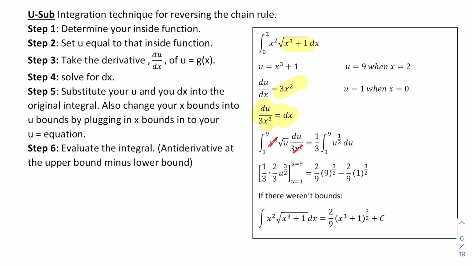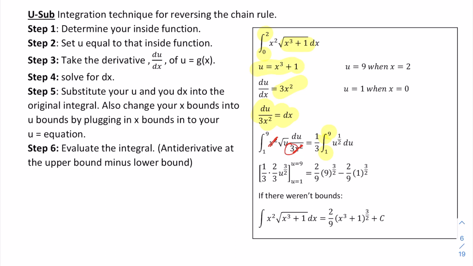Now, don't forget that this 3 right here, and so I like to pull it out and make it a coefficient, so 1/3. Notice also the bounds have changed, right? Because in this original integration, this goes from x equals 0 to x equals 2. So we need to actually find the corresponding u values. You do that by plugging it into your u equals equation.